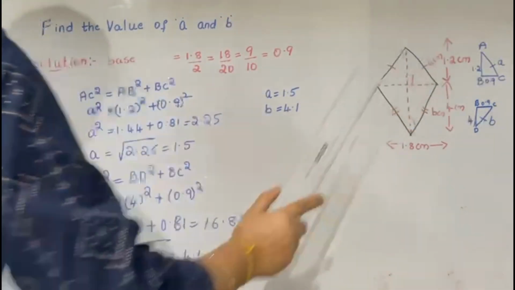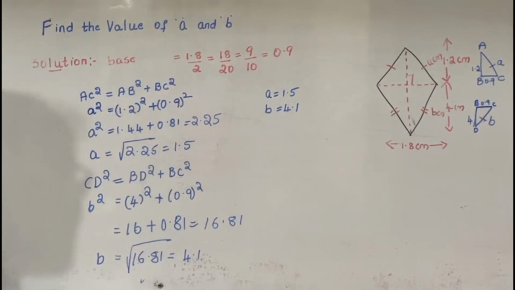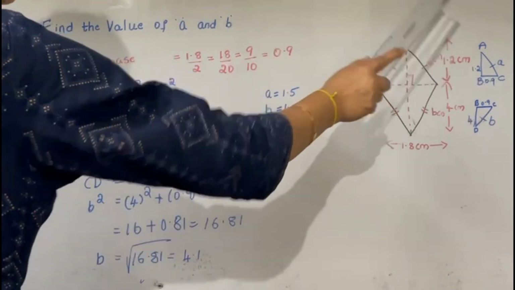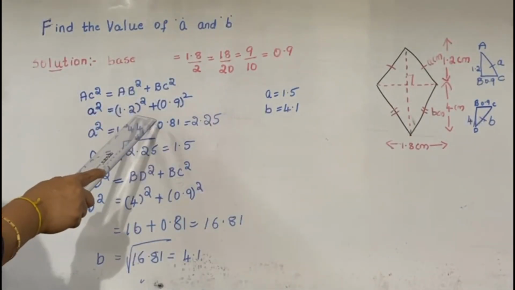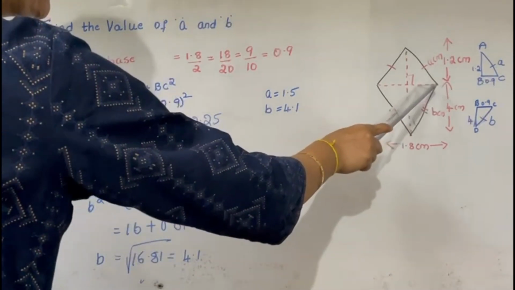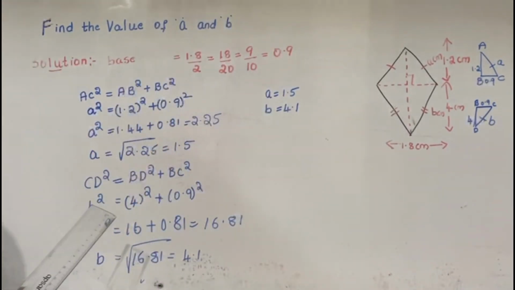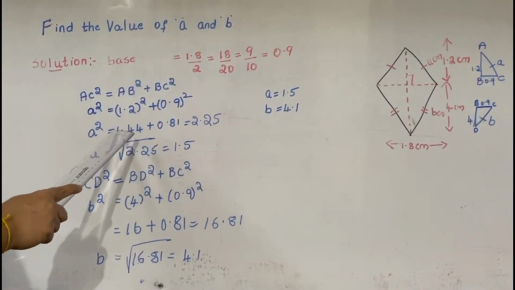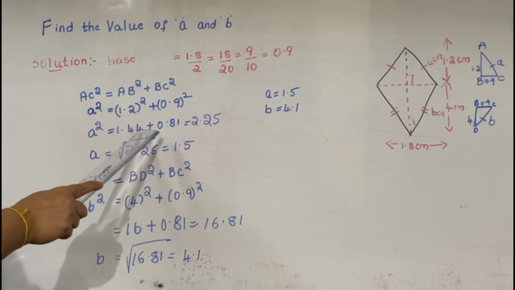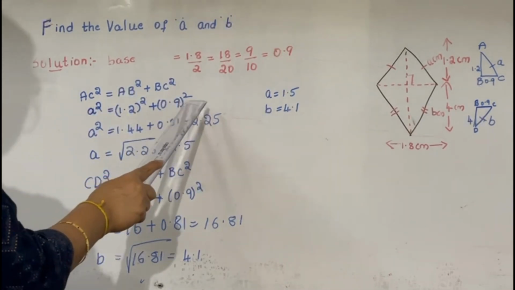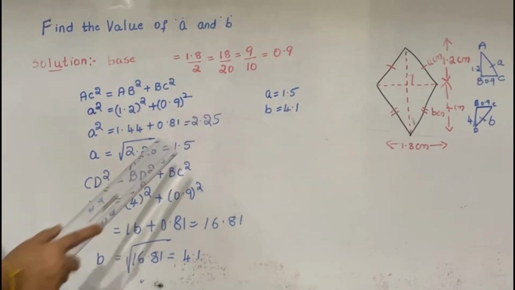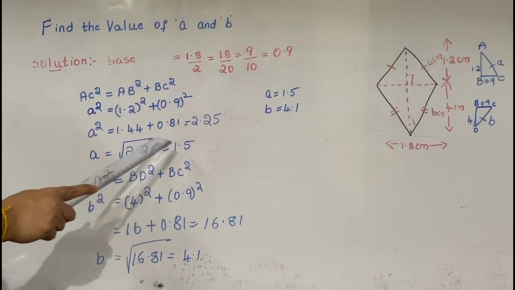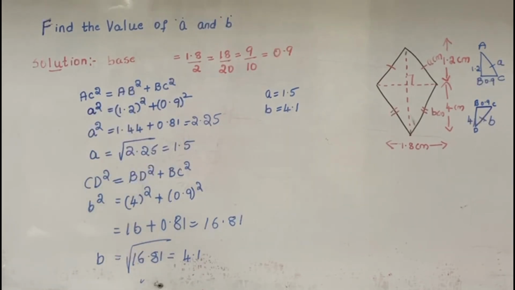This AC square is nothing but A square, which is given in the figure itself. AB is 1.2, so 1.2 square plus BC, this part is 0.9 square. Therefore, A square is equal to 1.2 square is 1.44 plus 0.9 square is 0.81, which equals 2.25. A is equal to the square root of 2.25, which is 1.5. Now you got the value of A.